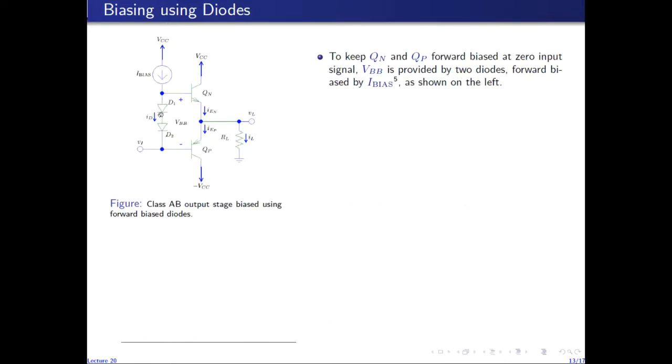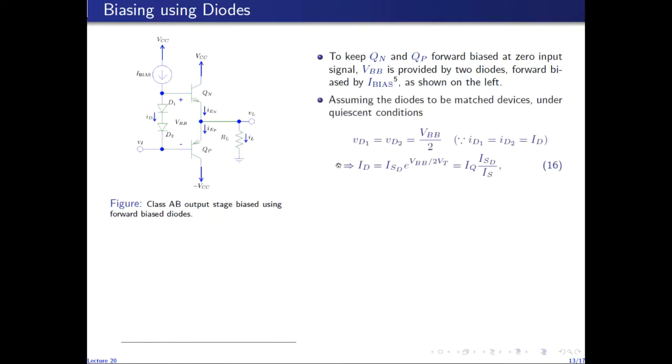And we know that when diodes are forward biased, their forward bias voltage is about 0.5 to 0.7 volts. So these forward biased diodes will serve the purpose of generating enough voltage between the base terminals of Q1 and QP to keep them conducting in the quiescent state. So I bias here, the ideal current source labeled I bias, is used, one of the purposes is, to keep these two diodes in the forward bias mode.